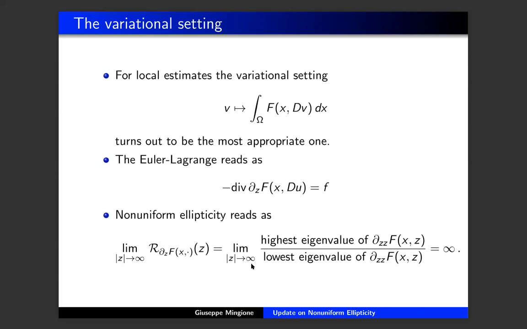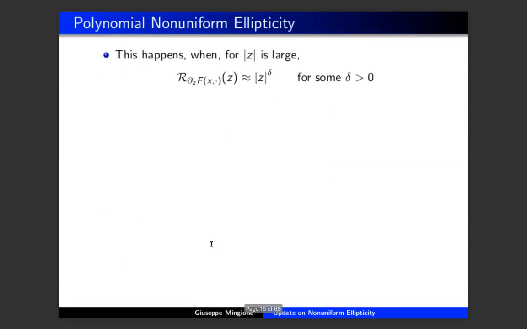Okay, so let me summarize. What I'm going to talk about are variational integrals. When I fix x, I do consider the ellipticity ratio, and we will be in the presence of a blowing up ellipticity ratio at infinity. So this quantity doesn't stay bounded. That's the main point in this theory. So keep in mind this definition. That's the so-called, what I usually call, ellipticity ratio.